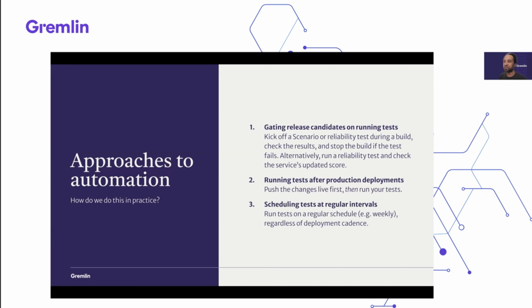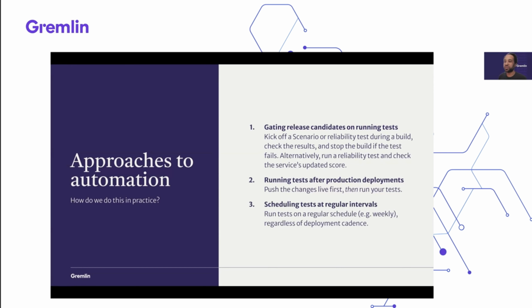This is pretty simple. All you have to do is copy and paste the REST API command from Gremlin into your CI/CD tool like Jenkins or whatever it might be. There's some additional logic you can use to check when the scenario finishes and to get the results back of whether your services passed or failed. But that's mostly it. And in fact, if you're using Reliability Management, you can step this up by integrating your reliability score too.